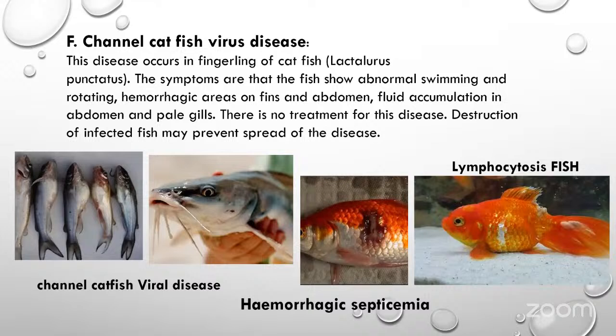Next is channel catfish virus disease. This disease occurs in fingerlings of catfish, Ictalurus punctatus. The symptoms are that the fish show abnormal swimming and rotating, hemorrhagic areas on fins and abdomen, and fluid accumulation in the abdomen, and you can see pale gills also. There is no treatment for this disease. Destruction of infected fish may prevent spread of this disease.